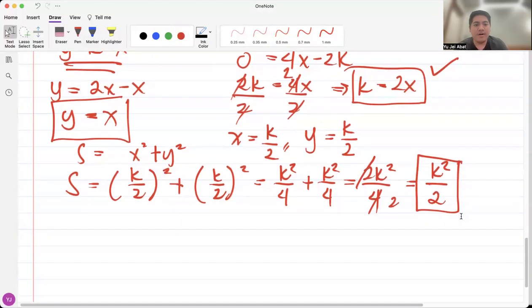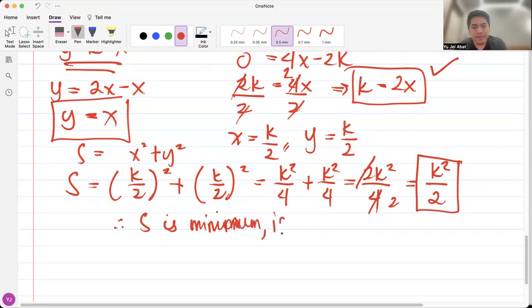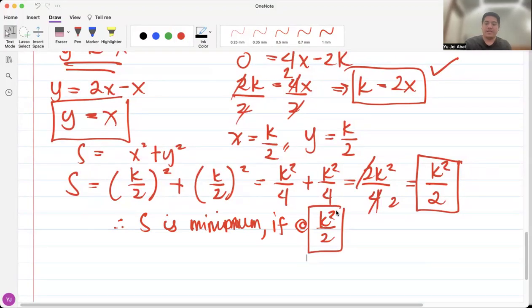So therefore, the sum is minimum if this is met, at k squared all over 2. So that will be our answer. Right?